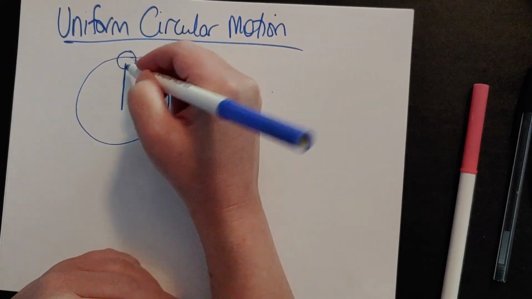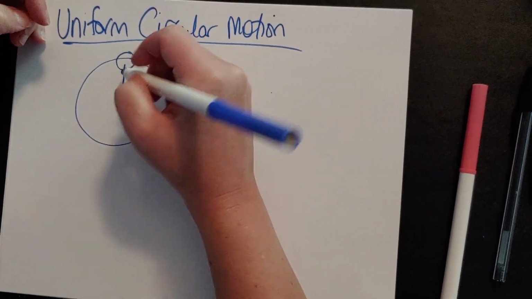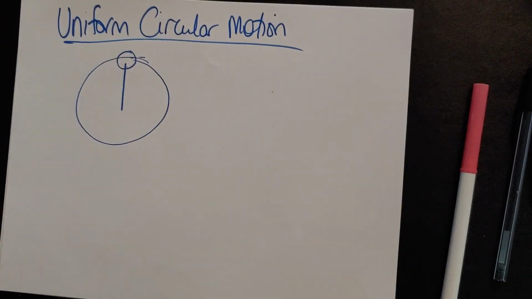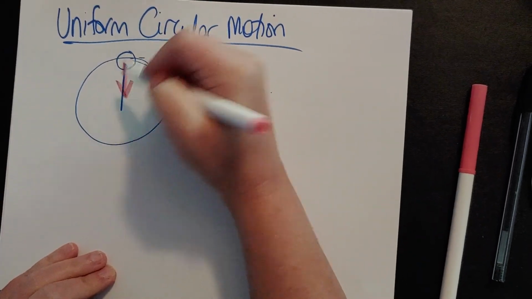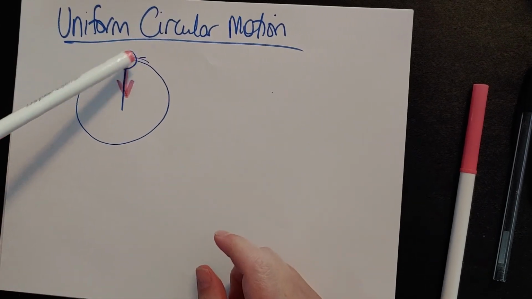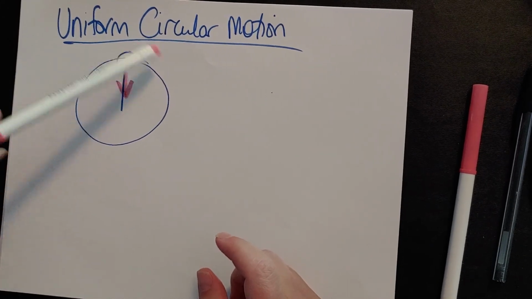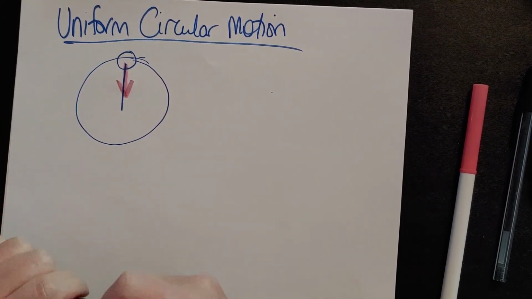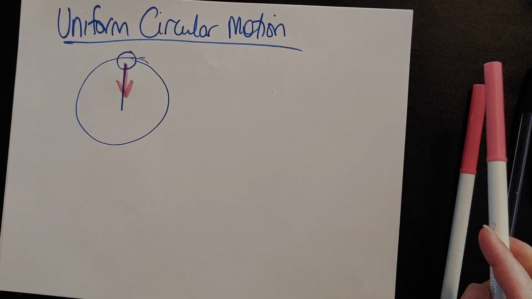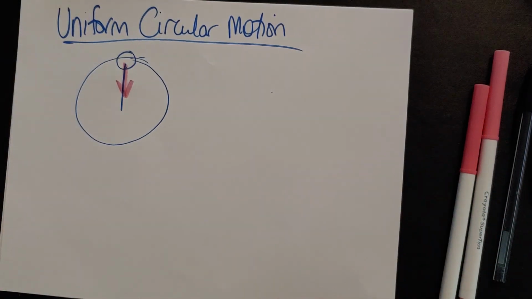The only reason this thing goes in a circle is because this string or whatever it is is pulling it in, okay? So this thing says, I want to go this way. And the string says, no, you're coming with me. I want to go this way. No, you're coming with me. And that's how things go in a circle, okay? So the net, so if it is changing, okay, let's try that again. My bad.